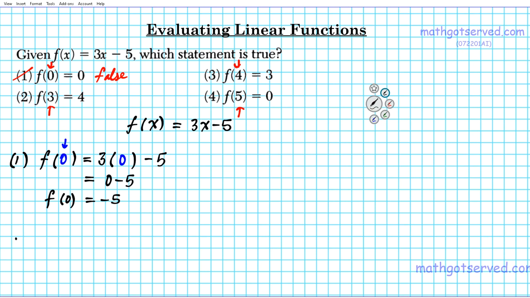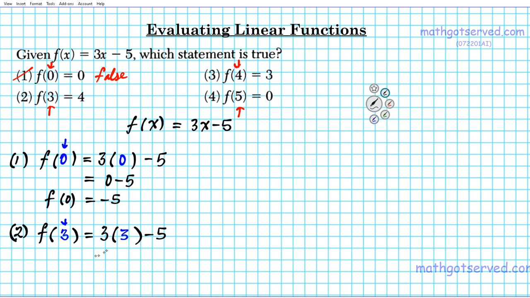Alright, let's move on to the second option, option number 2. So option number 2 says f of, what's the input there? 3. F of 3 is 4. Let's see if that's true. So to test it, we're going to plug in 3 into the 3x minus 5 function. To do that, we're going to take out the x and replace it with the input value, which is 3. So we're going to put the 3 right here.